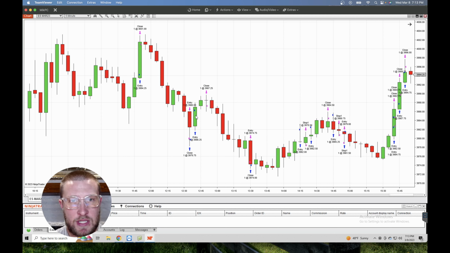This entry right here, this entry long off of that little pullback. Again, another quick scalp. How many points did I get? 39.86. So I got 4 ticks. What is that? $50. I got $50 off of that trade.